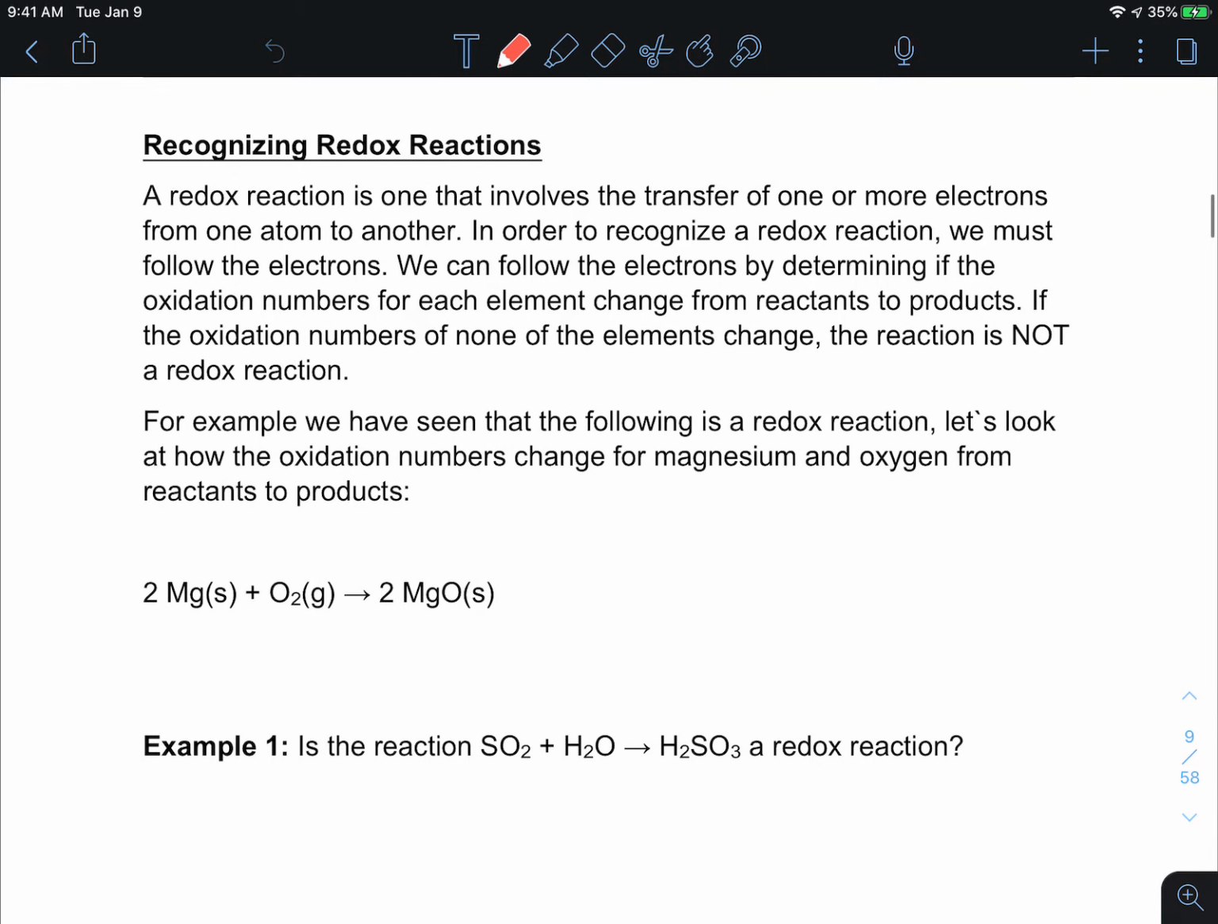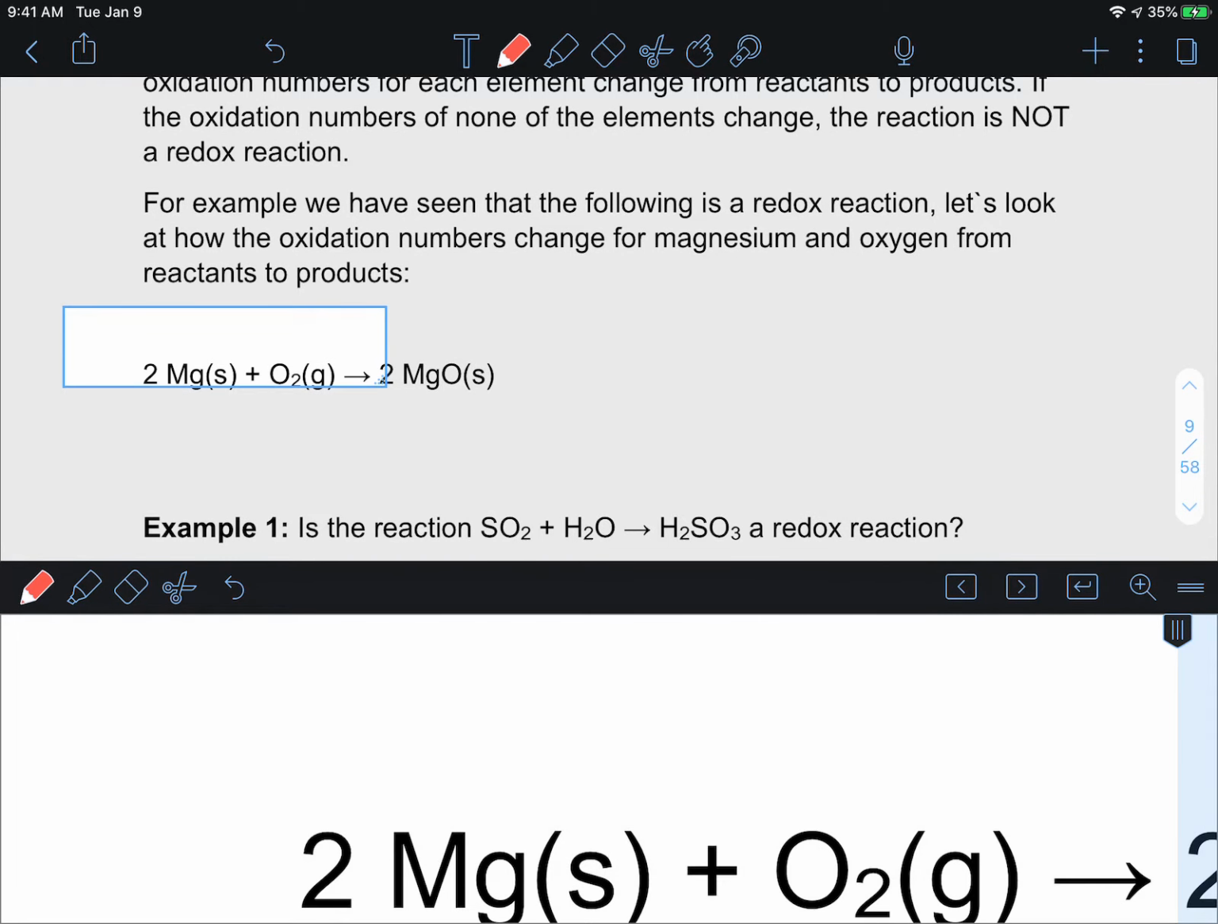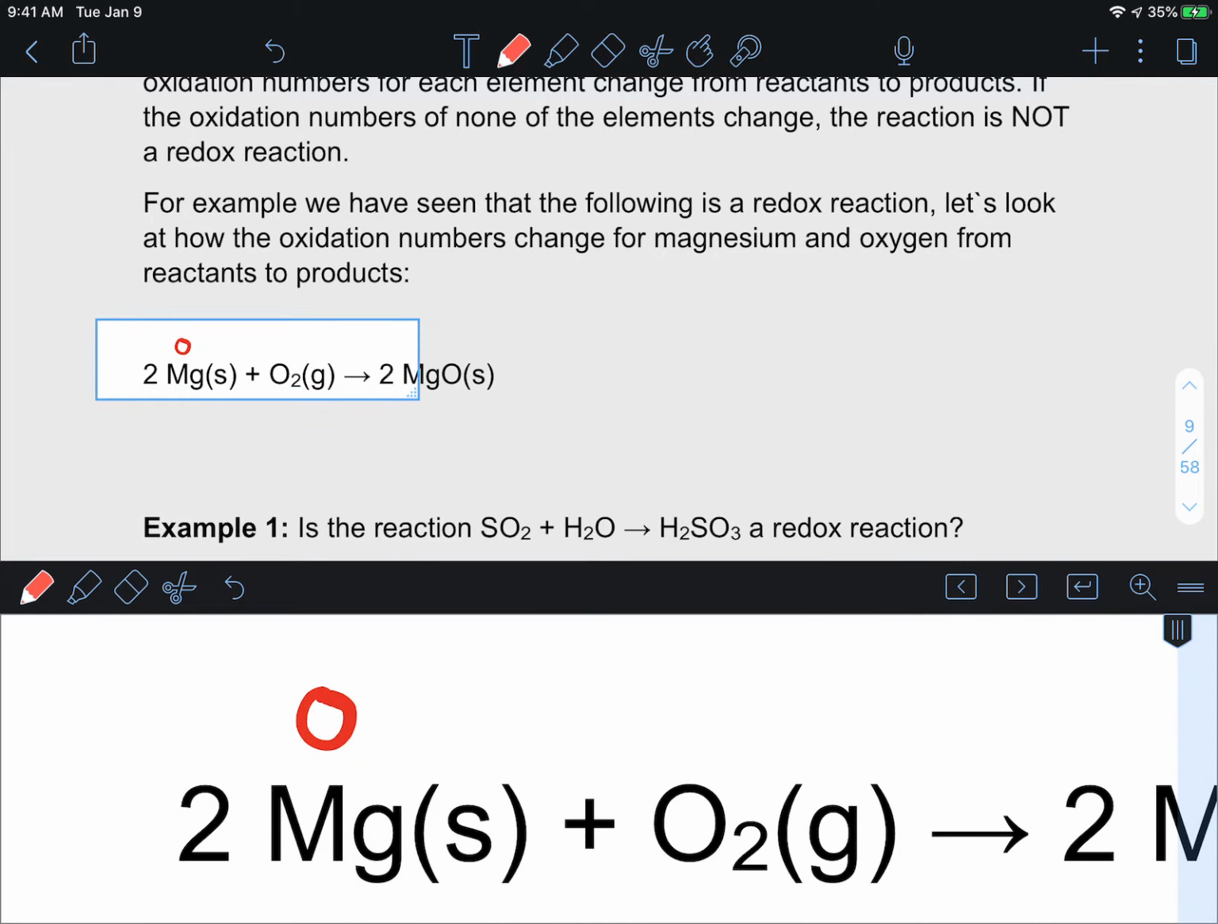So let's look at magnesium oxide production from magnesium and oxygen. If this was in a classroom, we would probably burn some magnesium. You see a nice bright light, but we're not there right now. Magnesium is a metal, and we know that metals always have an oxidation state of 0 if they're just by themselves in their normal form. Also, oxygen as O2 is in its elemental form, so it also has an oxidation state of 0.